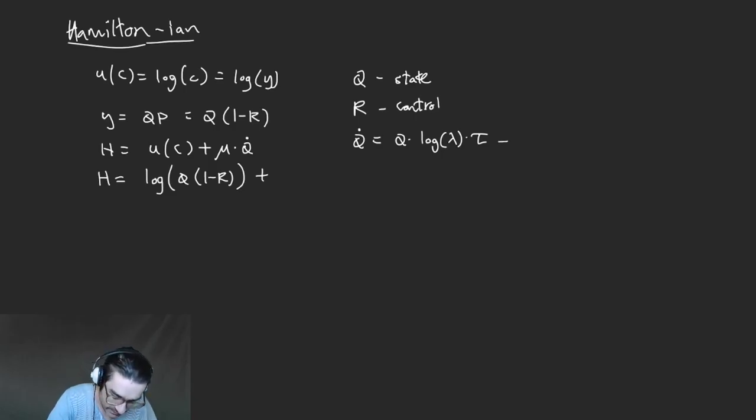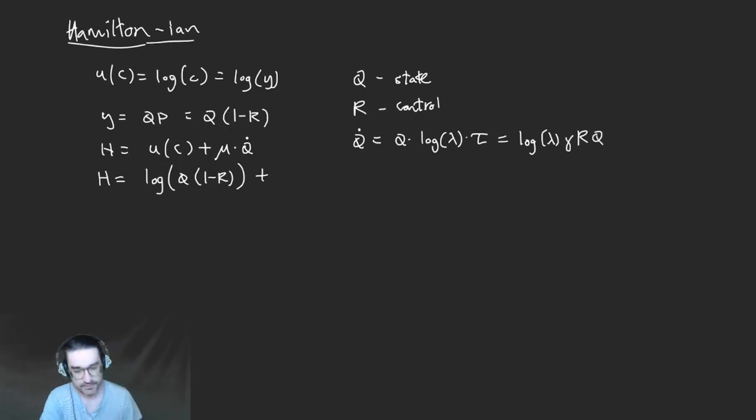And then we know that tau is just gamma r. So this is q. I'm going to put the log lambda out front. Log lambda, gamma r q. Let's do it like that for some reason. I switched up the order, but you have q, you have gamma, you have r, you have log lambda. So those are all together.